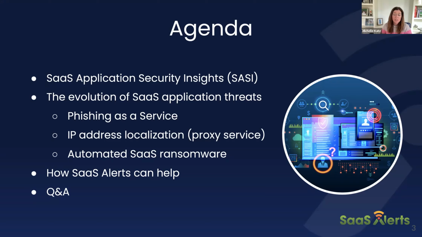Next, we'll take a look at the evolution of SaaS application threats. And with that, we'll talk about some newer ones like phishing as a service, IP address localization, and automated SaaS ransomware, which is one I hadn't heard about until just recently. Then we will talk about how SaaS Alerts can help, and we'll wrap it up with some Q&A.